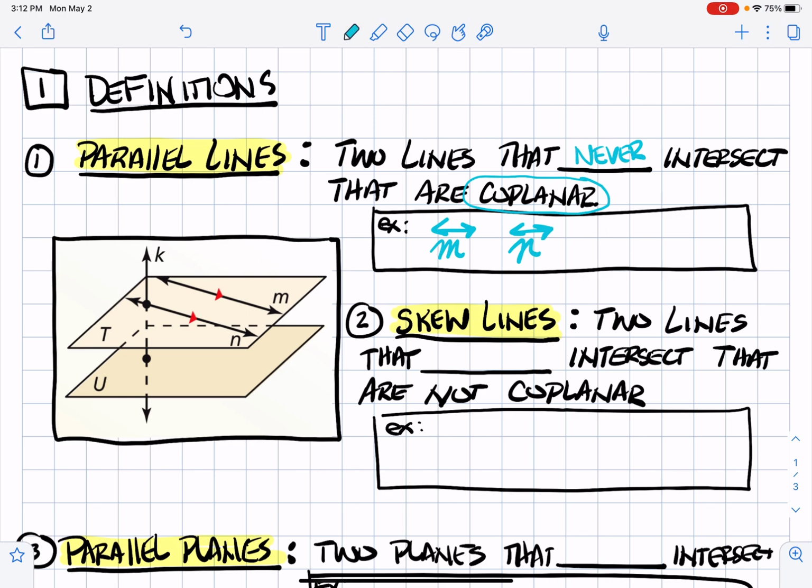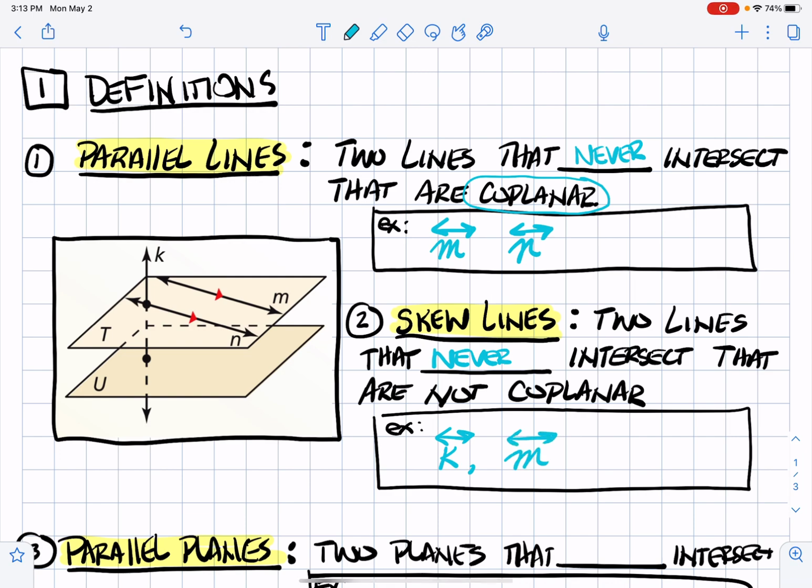Okay. Skew lines, this is something new. Skew lines also never intersect. Okay, so there are 2 lines that never intersect, but they're not coplanar. So what we mean by that is, let's take a look at line K, for example. Here is line K, and here would be line M. Now these 2 lines are never going to intersect, but they are from different planes. So we can put those in here. So we can say line K, and this is our symbol for line, remember? And then line M, for example.